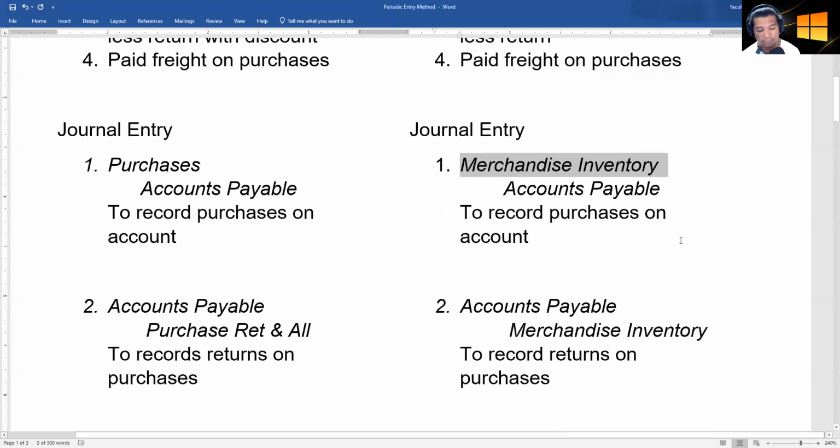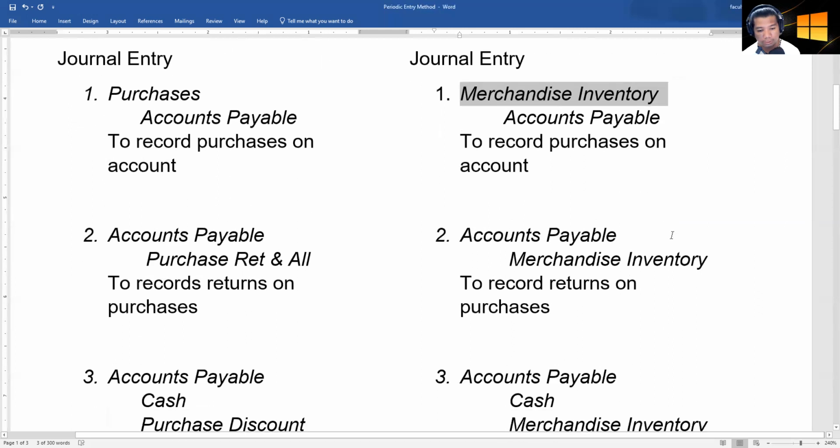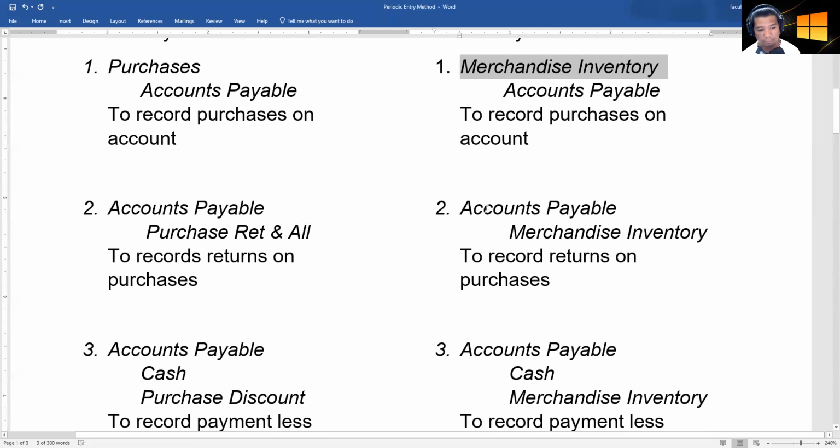Now, let us take a look at the second transaction. We have here accounts payable. Ano ito? Nung nagsauli siya ng product, di ba? So accounts payable pa din, the same accounts payable pa rin here. And of course, instead of using purchase returns and allowances, we used merchandise inventory. Okay? So, ilang beses nang nagamit yung merchandise inventory na? Dalawa. Saan? Purchases, and purchase returns and allowances.